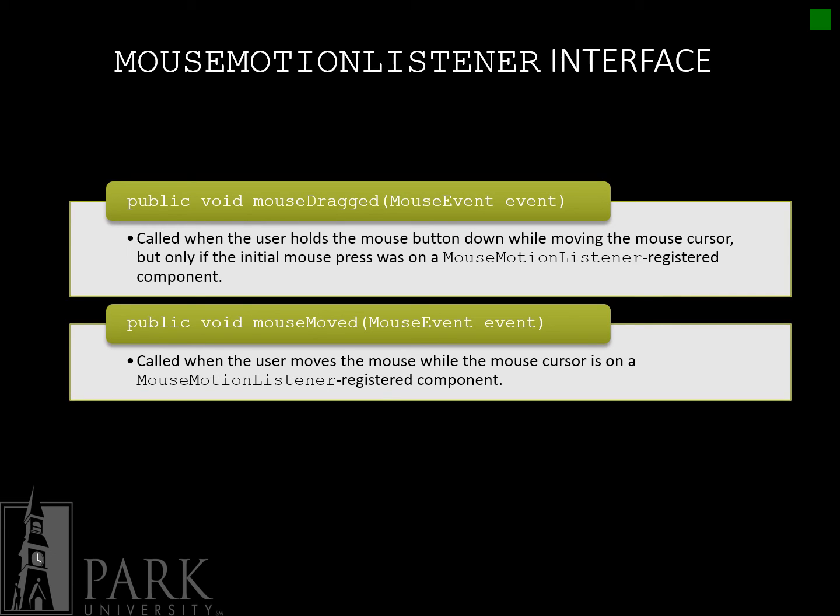Additionally, here are the API headings and descriptions for the mouse motion listener interface event handlers. Right here we have mouse dragged, which means we clicked and dragged something, and mouse moved just means that the mouse cursor moved on something that is listening for the mouse moving.